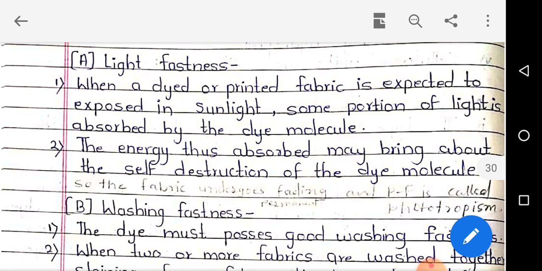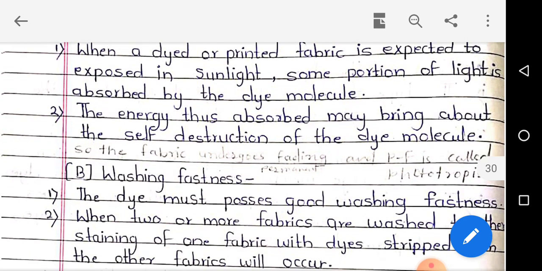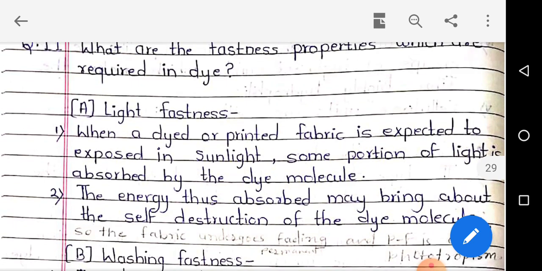When a dye or printed fabric is expected to be exposed to sunlight, some portion of the light is absorbed by the dye molecules. The energy thus absorbed may bring about the self-destruction of the dye molecules.